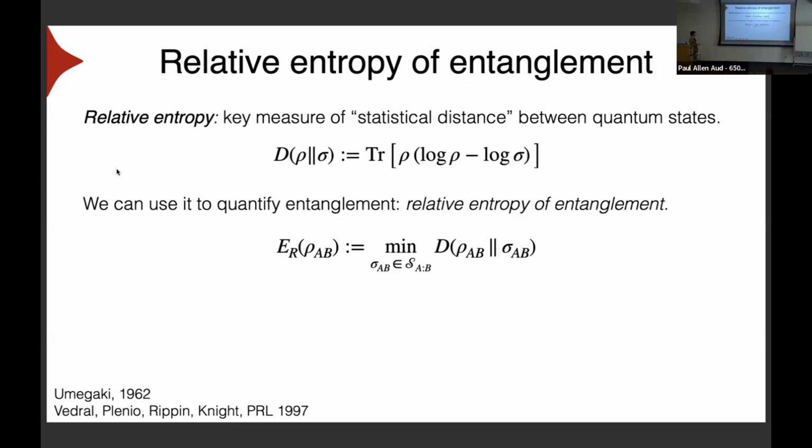Okay, good. So this has been there forever. It was introduced by Vedral, Plenio, Rippin, and Knight in 1997. So it's been there for a very long time because it's a very natural quantity, a natural measure of entanglement.